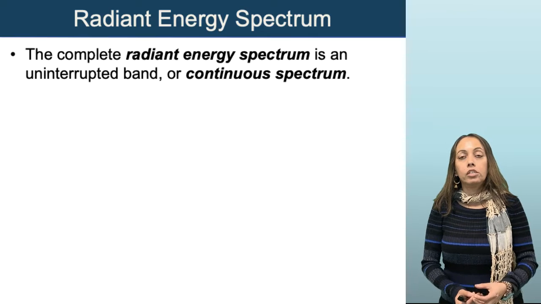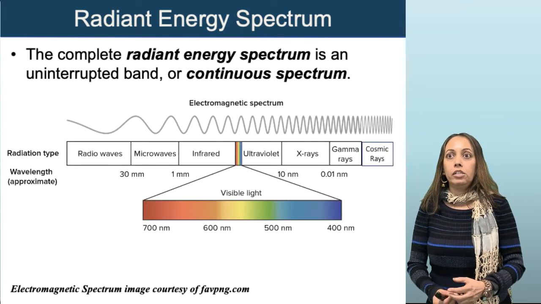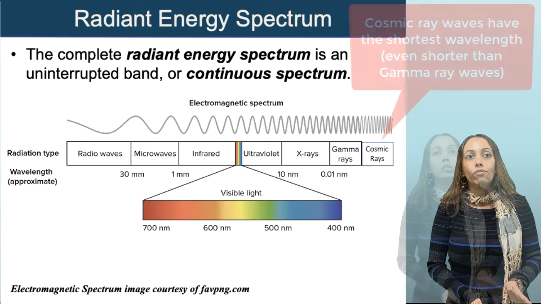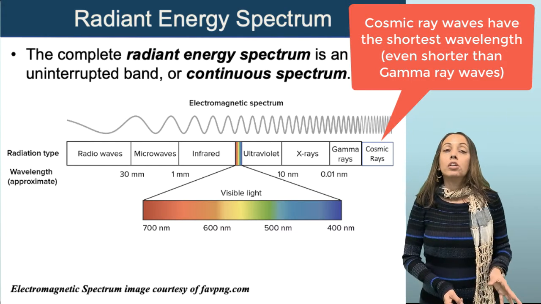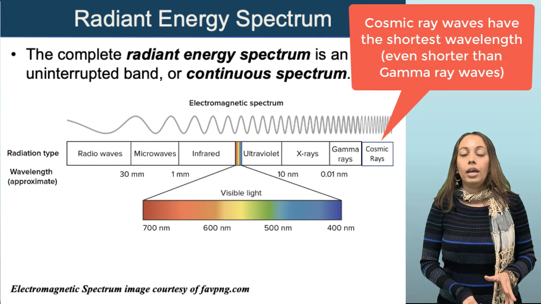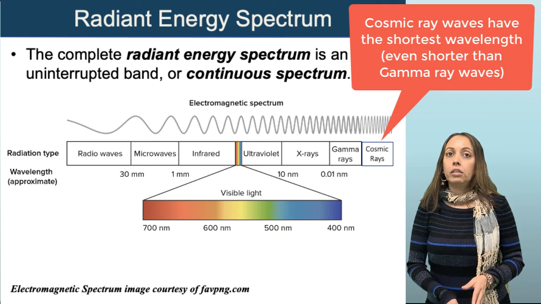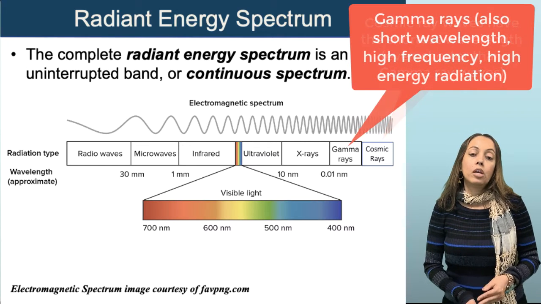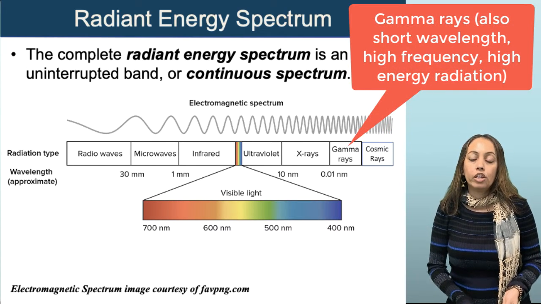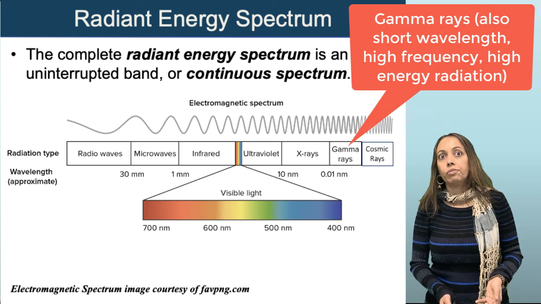It's also called a continuous spectrum. It's often referred to as the electromagnetic spectrum. So let's start from the cosmic ray waves. The cosmic rays have very short wavelengths, so very high frequency and very high energy. Followed by that in the spectrum are the gamma rays, which are also high energy radiation. One definitely does not want to get exposed to gamma radiation.